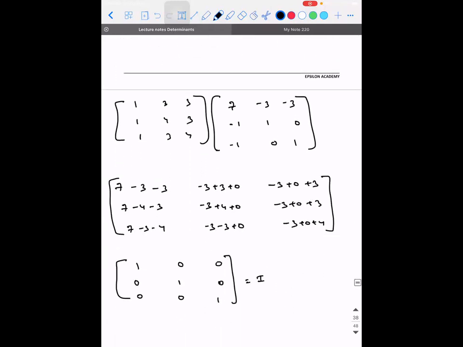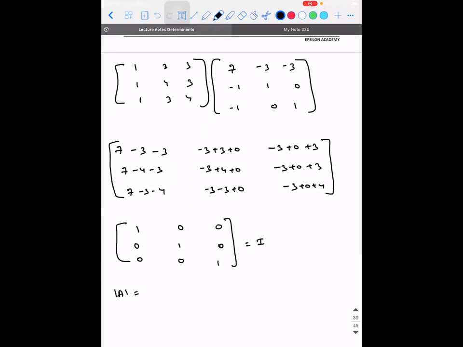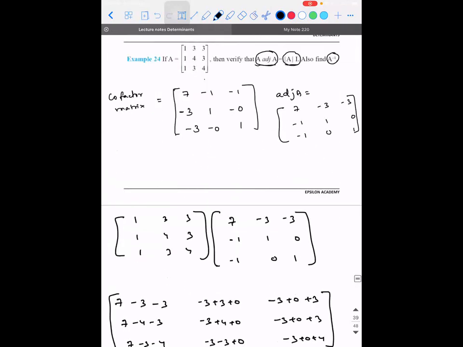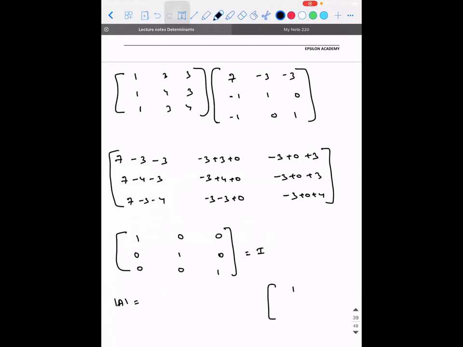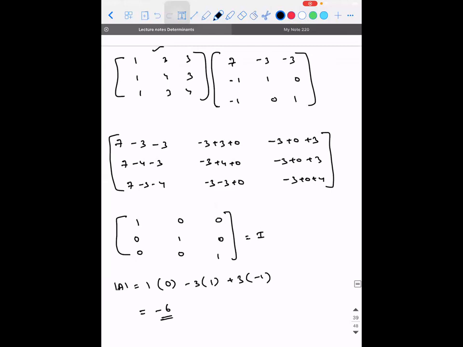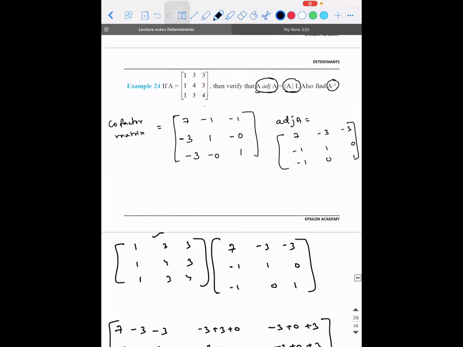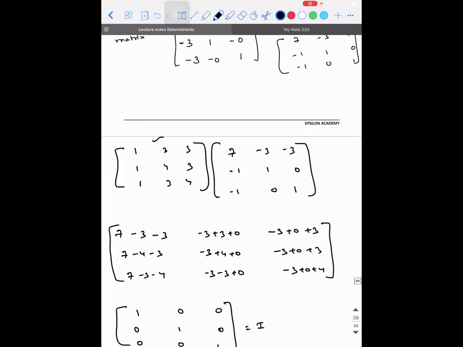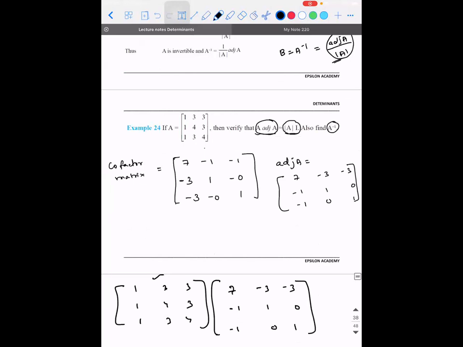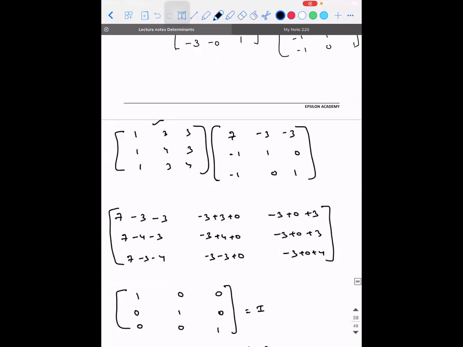So what is the determinant of A, guys? What is the matrix? 1, 3, 3. Okay, I have it here now. So this is the matrix. So 1 into 0 minus 3 into 1, plus 3 into minus 1. It's coming out as minus 6. Minus 3 into 4 minus 3, that is 1. 3 into 3 minus 4, that is minus 1. But that's not what A into adjoint of A is. What has gone wrong?